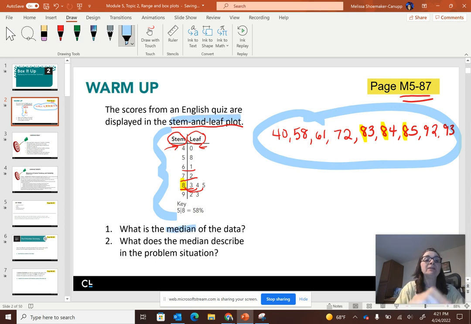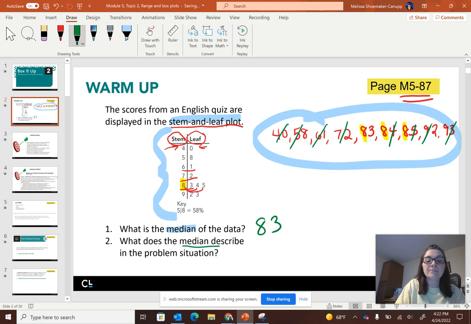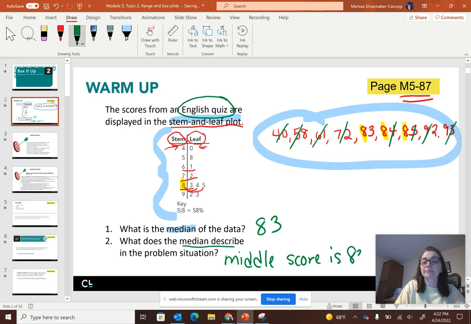So what's the median? Remember, that's when we mark out. We're finding the middle. That's 83. What does the median describe in this problem situation? These are English quiz grades. So the middle score is an 83%. Okay, it's a score. So I feel like most kids did pretty good.